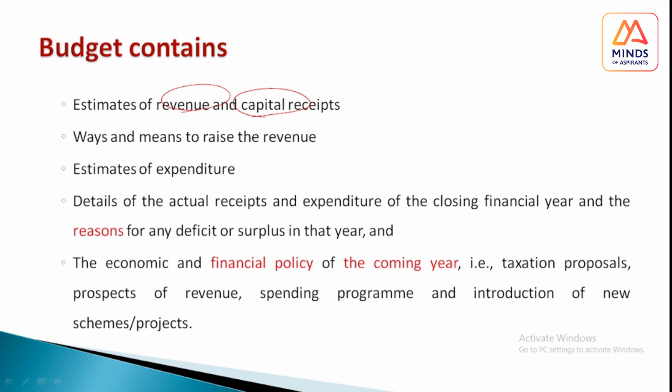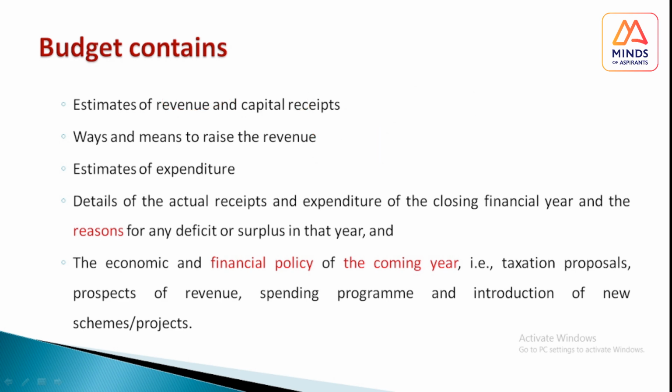Actually, in an annual financial statement, there are 3 segments. It will contain the policy of the present year. It will also contain the lapses or the reason for a deficit or surplus budget that occurred in the previous year. And it will also contain the financial policy, the new schemes or taxation proposals for the future year. So past, present, and future. These 3 elements will be present in the annual financial statement.